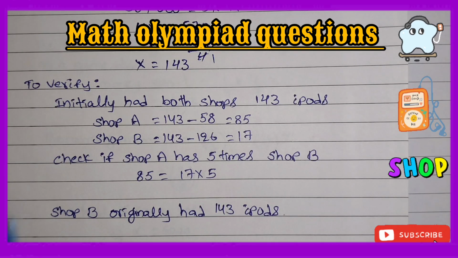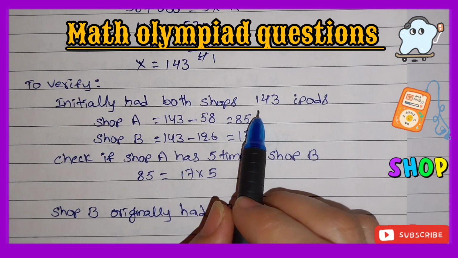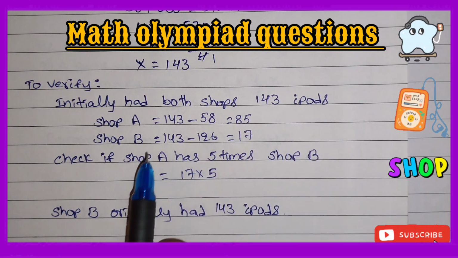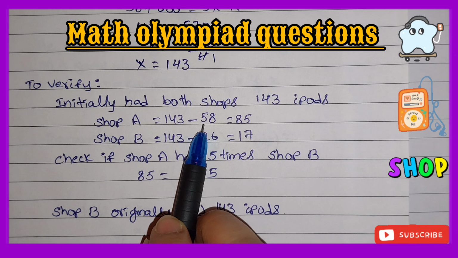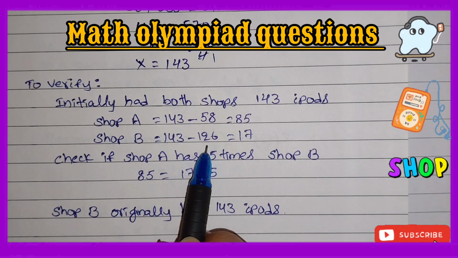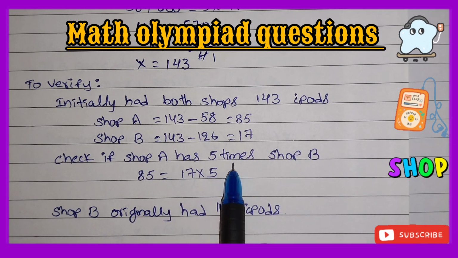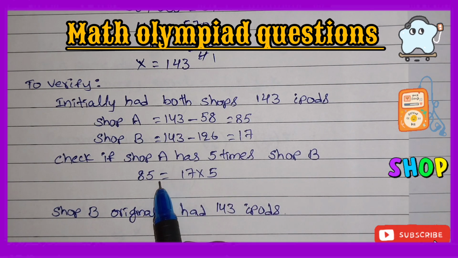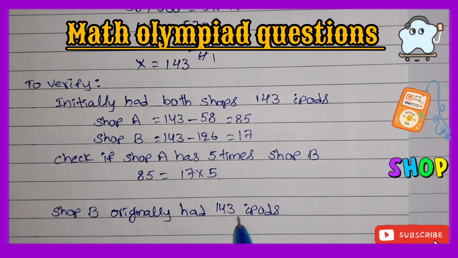Now we are going to verify whether we got the correct answer or not. Initially both shops had 143 iPods. Shop A equals 143 minus 58 equals 85. Shop B equals 143 minus 126 equals 17. Check if shop A has 5 times shop B: 5 multiplied by 17 is 85. So shop B originally had 143 iPods.